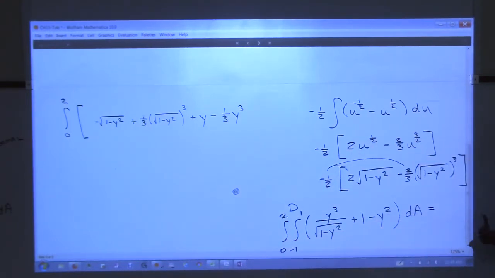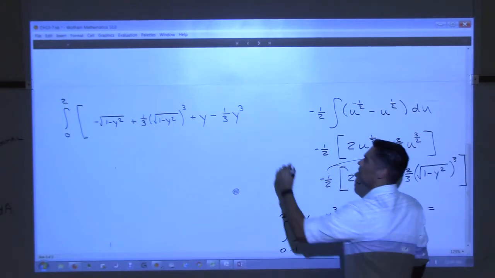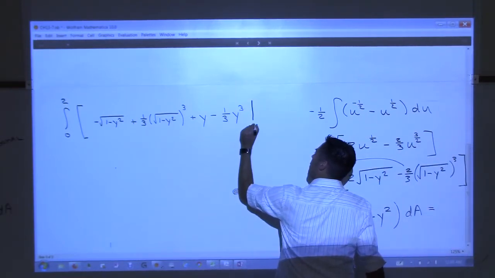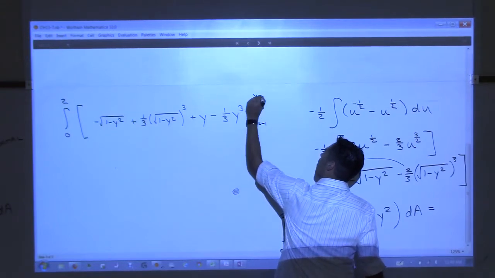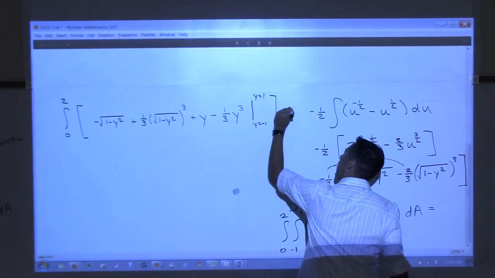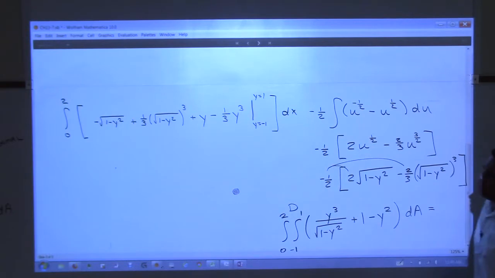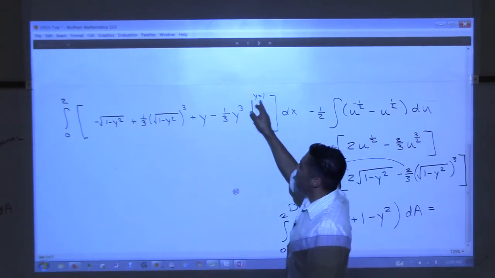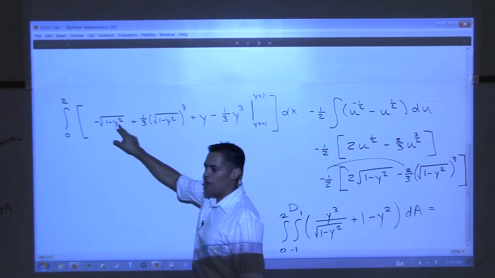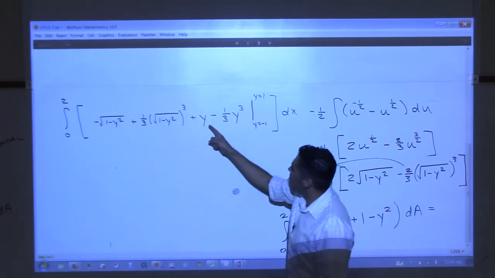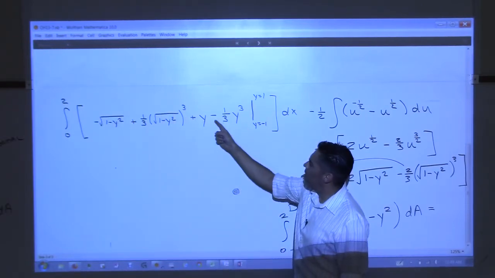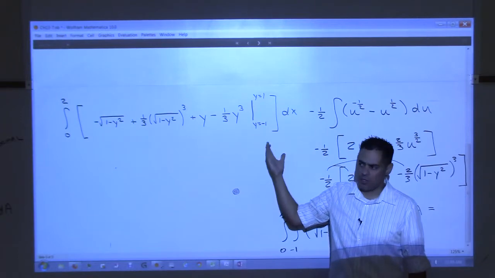I'm going to evaluate that where? Y is negative 1 to y is 1. And after I'm done with all that, I'll have to integrate that with respect to x. And it looks bad, but it's not. It actually works out really nice. Because when you plug in 1 here, 1 squared is 1, you get 0 here, right? You get 0 here. So those are gone. When you plug in 1 here and 1 here, you just get 1 minus 1/3, which is 2/3.